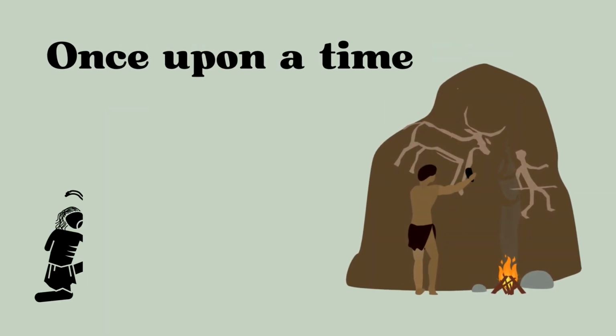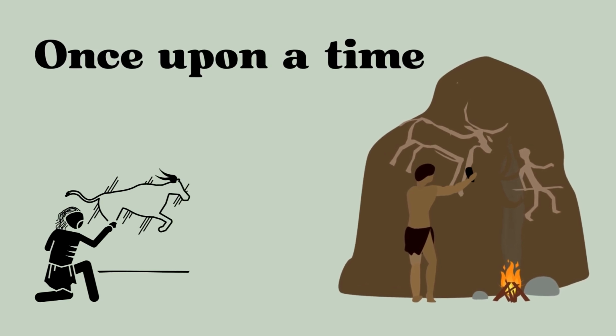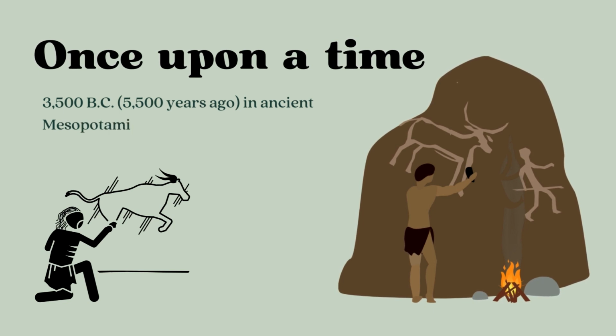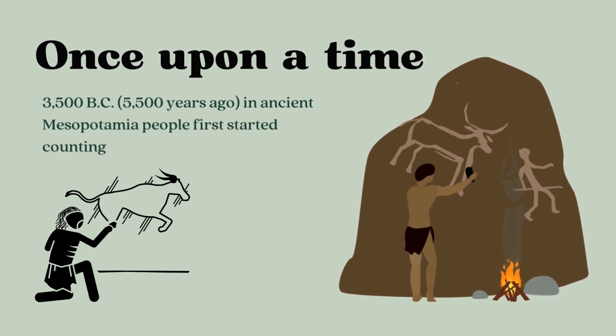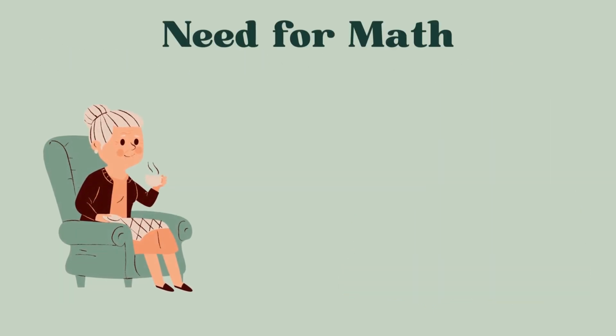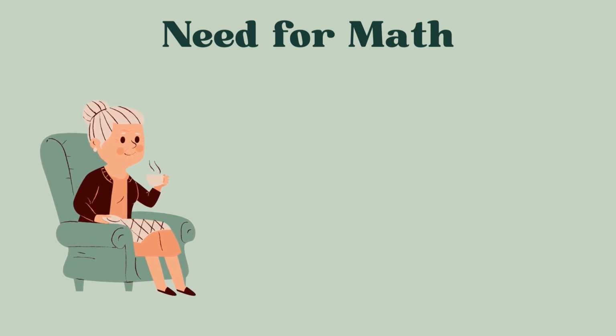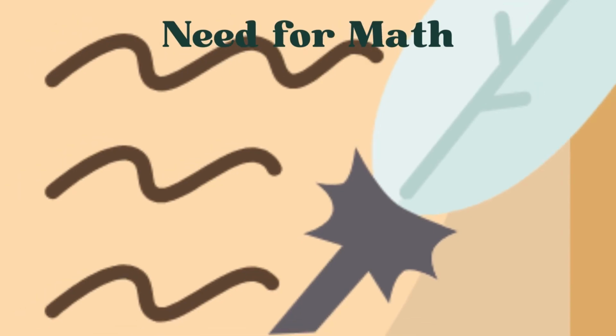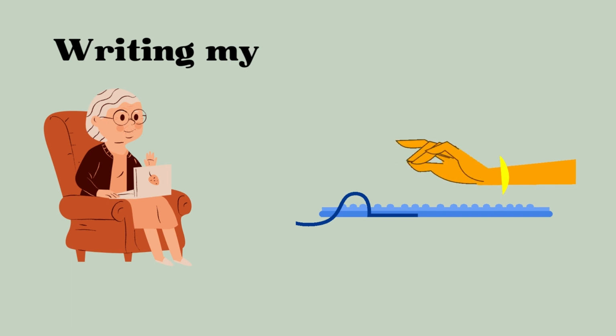This happened a long time ago, 5,500 years ago in ancient Mesopotamia. People first started counting, and there was a natural need to do math. There were very human problems that needed to be solved using math. For example, imagine I was an ancient grandmother, and I was dying. I would have to write my will.